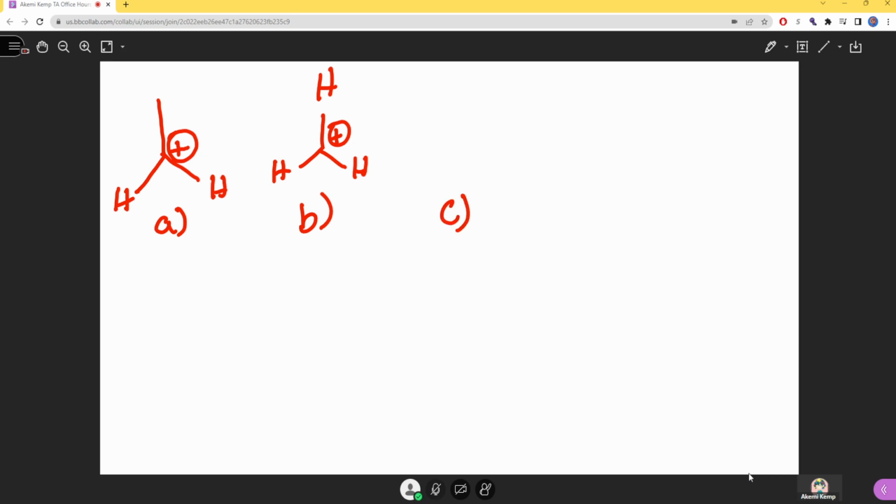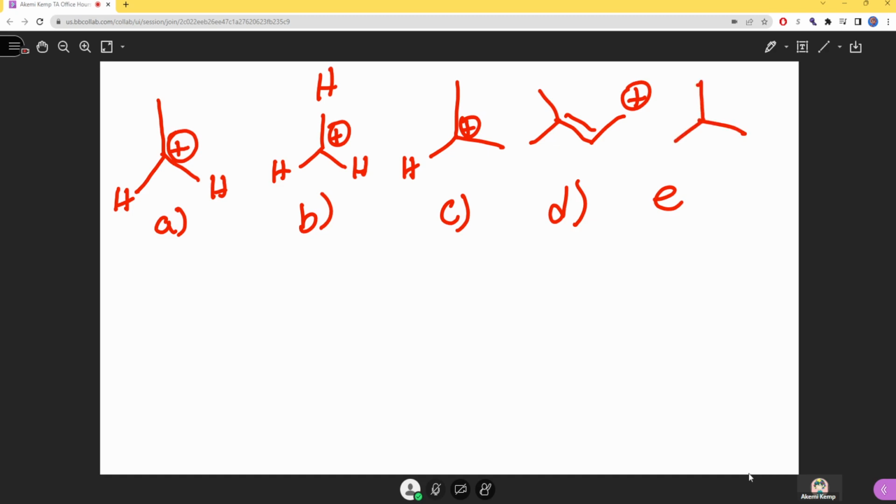Then you had C, which was this. Then you had D, which was this. And then you had E, which was this. So we have all these different types of carbocations, right? So first, let's try and identify what type they are. Looking at A, what type of carbocation is that?